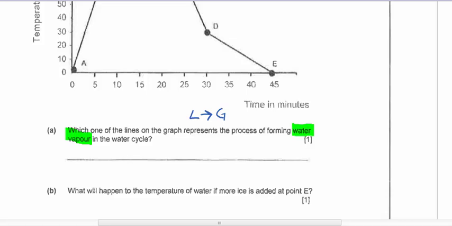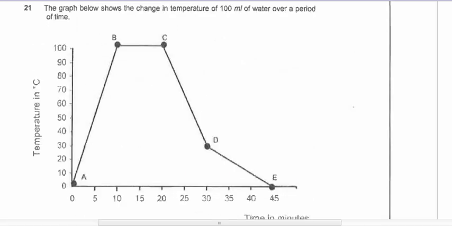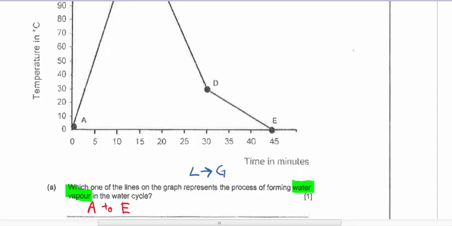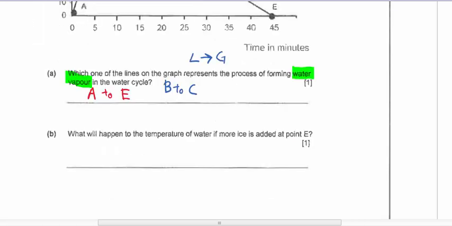So that means that which lines represent the process of forming water vapor? Well, it's everything. So it is basically from A to E. So A to E represents evaporation. Now, but it's not wrong if you tell me B to C, because B to C represents boiling. Okay, so you can either tell me A to E, or you can tell me B to C. So either one of these answers are correct.